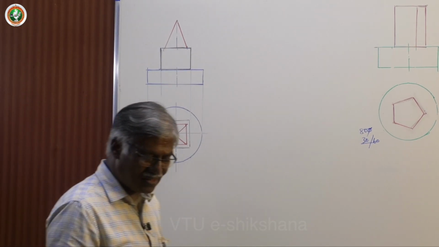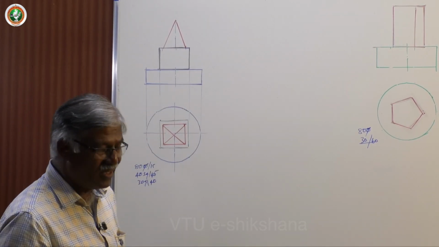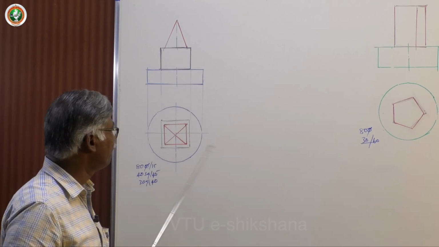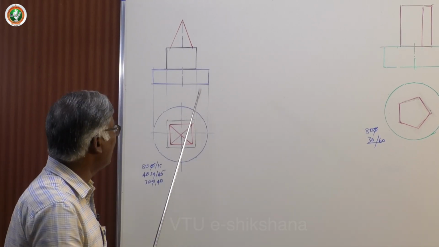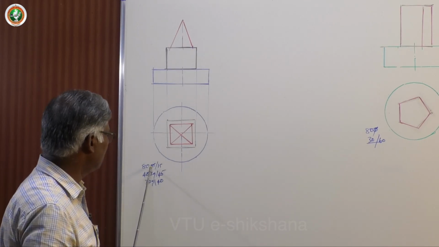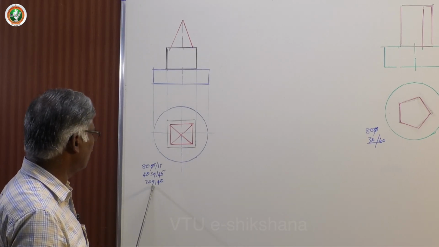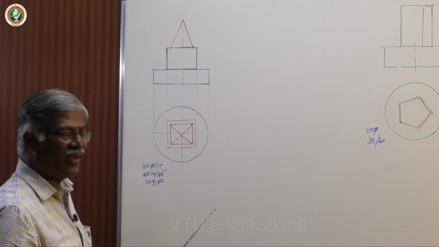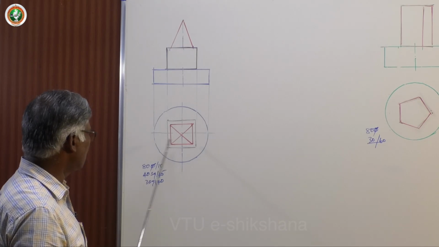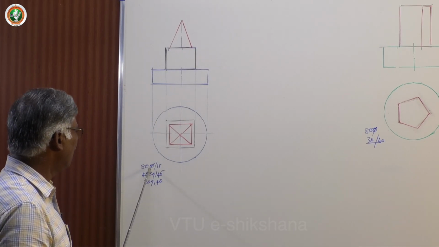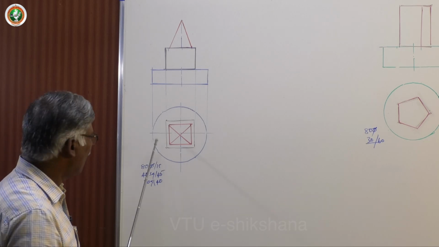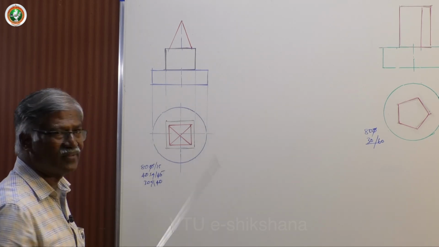That is three solids. One is the square pyramid of 30 mm base edges and height say 45 mm. Here 40 mm, 30 mm square with 40 height, and here this is 40 square and 45 mm height, and here is 80 mm diameter with 15 mm thickness.